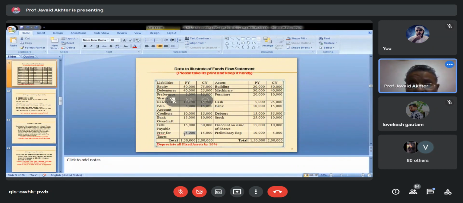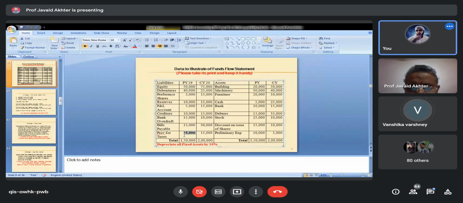Provision for taxes. Suppose you are doing this on 31st December. Previous year, on 31st December, let us say 2019, and current year is 2020. On 31st December 2019, you made a provision of rupees 25,000 for taxes. What does it mean in ordinary language? That you estimated a tax liability of rupees 25,000. Am I right? What will happen to this money after 10 days, 20 days, 1 month, 2 months?